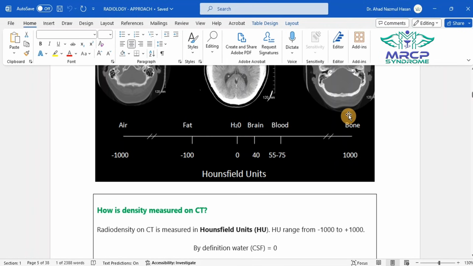Bone would be the highest density and air the lowest density. Air would be most black, bones would be most white. In acute hemorrhage, there is the highest degree of density, hyperdense. In subacute hemorrhage, it is usually isodense, and in chronic hemorrhage, usually hypodense. And in acute on chronic bleeding, there should be a combination of both hyperdense as well as hypodense lesions.